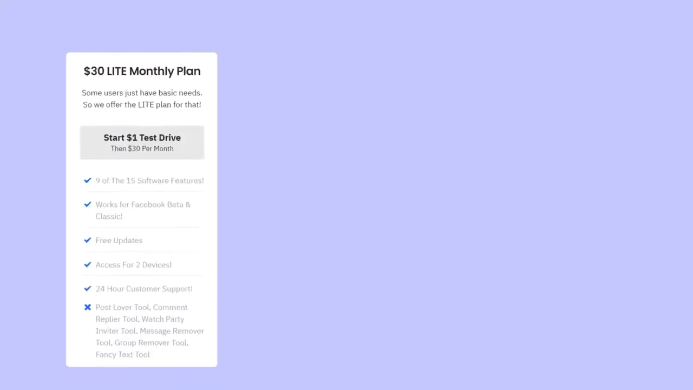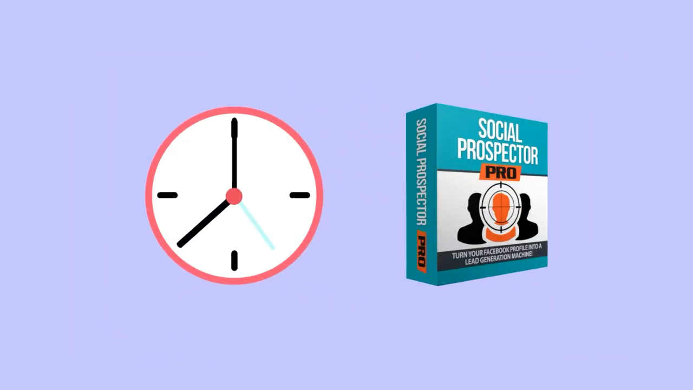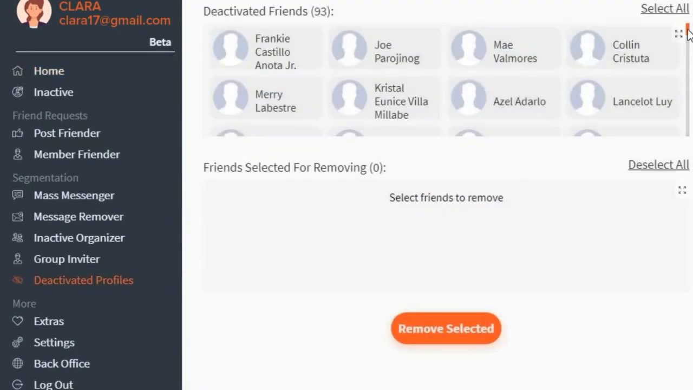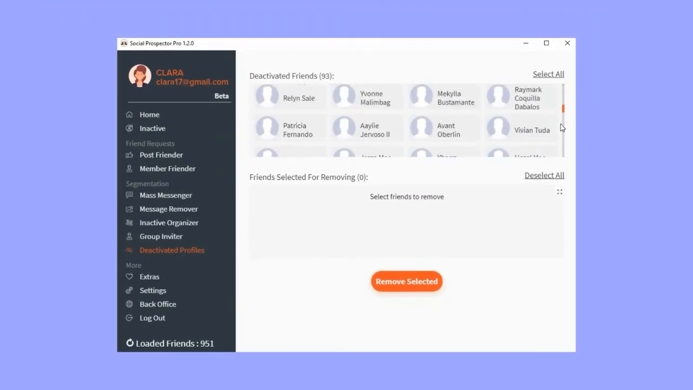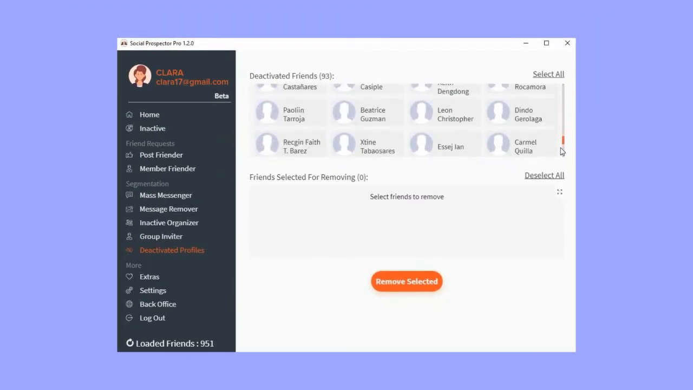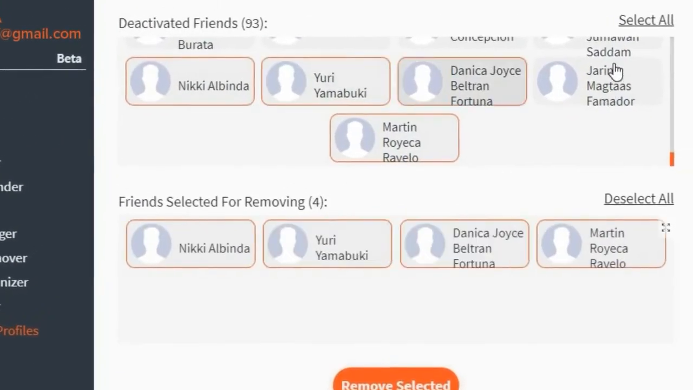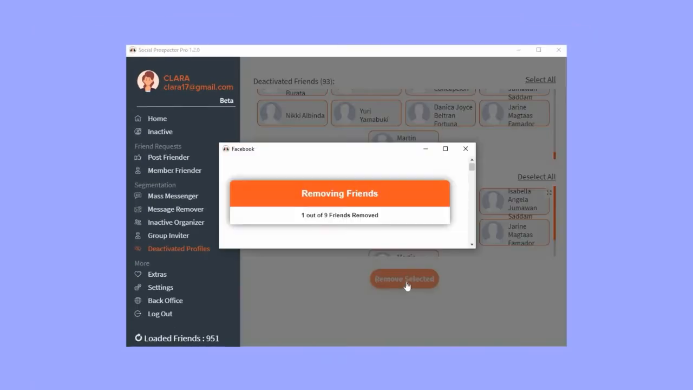So CLARA decides to sign up for the $1 test drive, and within minutes, her software is downloaded and she's ready to get results. First, she wants to clean up her friends list, so she uses the deactivated profile tool to find all of the disabled accounts that she had been friends with for years and had no clue that they were just on her friends list taking up space. Within moments, she removes tons of bad profiles from her friends list to make room for more potential prospects.